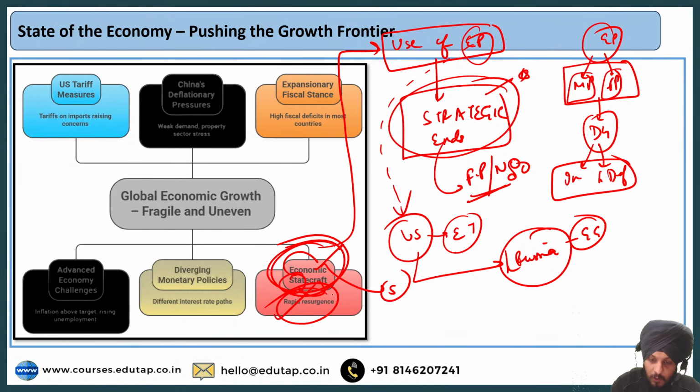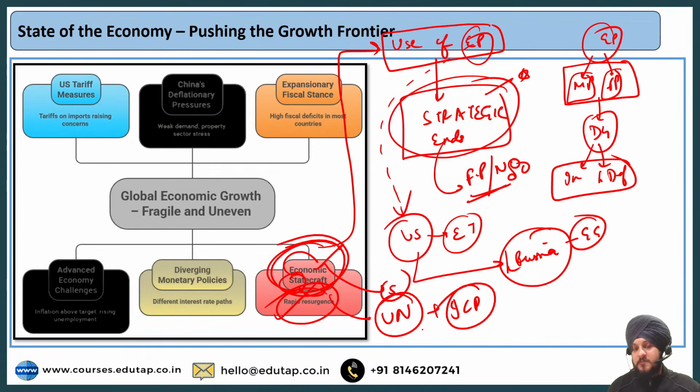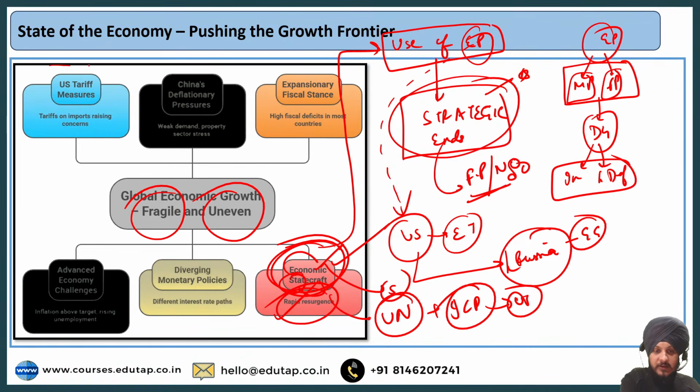It is primarily because of the ultranationalism in different countries. Apart from that, the inward looking policies that are there in different countries, for example the USA. This has led to this economic statecraft situation, and this is another important factor that highlights the fragility and unevenness of global economic growth. So these are the different factors that are there.